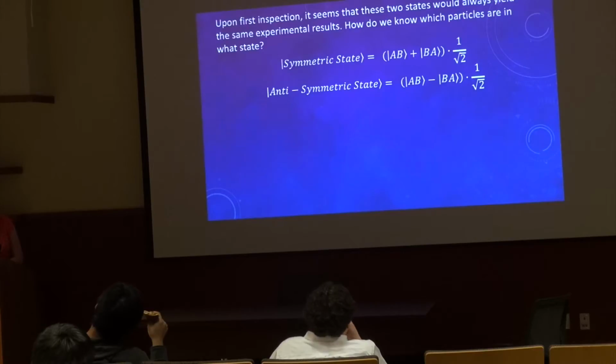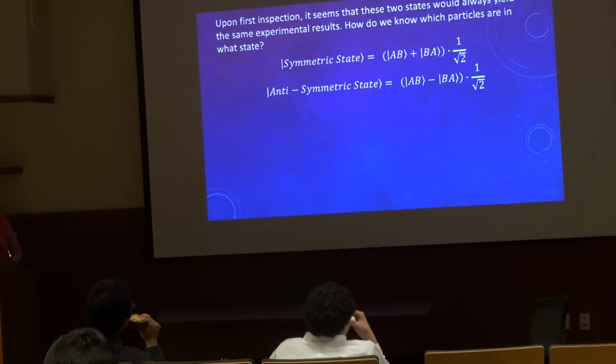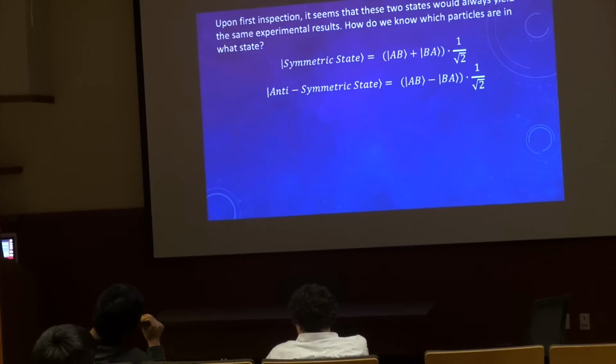Right? And so in the symmetric case, if you swap the position of AB everywhere, instead of AB plus BA times 1/√2, you would get BA plus AB, which is the same as the original thing. But if we swap the AB in the second one, you would get BA minus AB, which is the negative of the original. That's what symmetric and anti-symmetric means. And the probability of both happening is the same because you'd square it. Okay, that makes sense. Thank you for clarifying, guys.